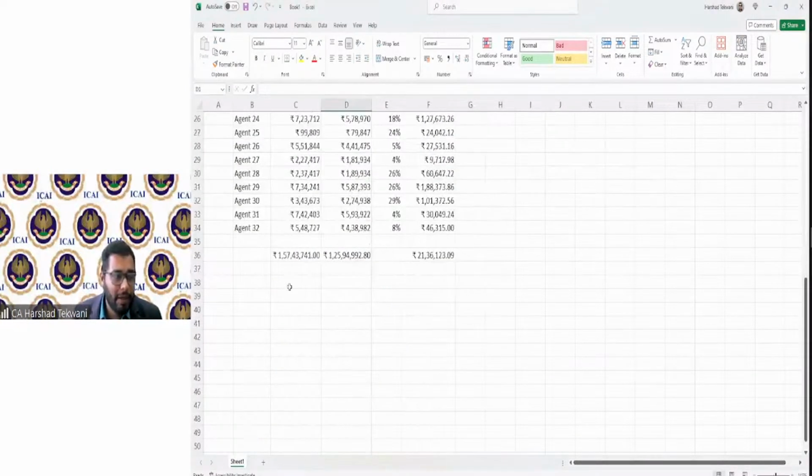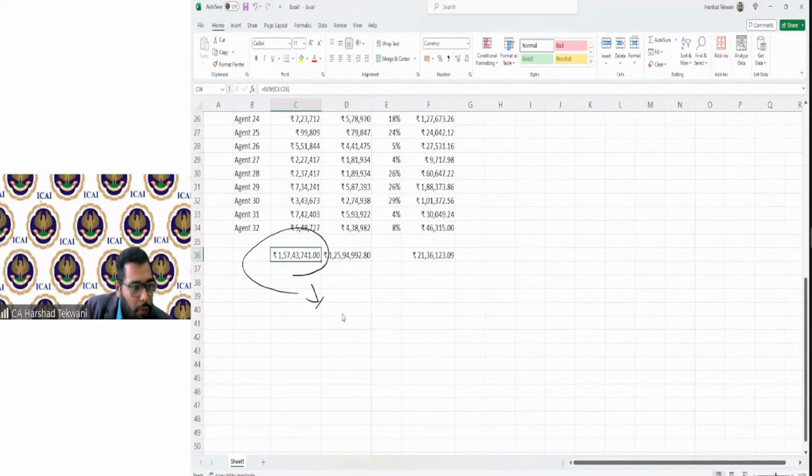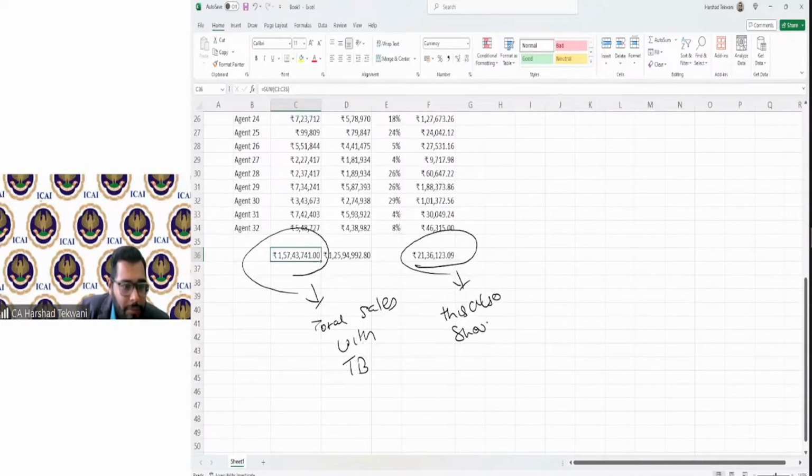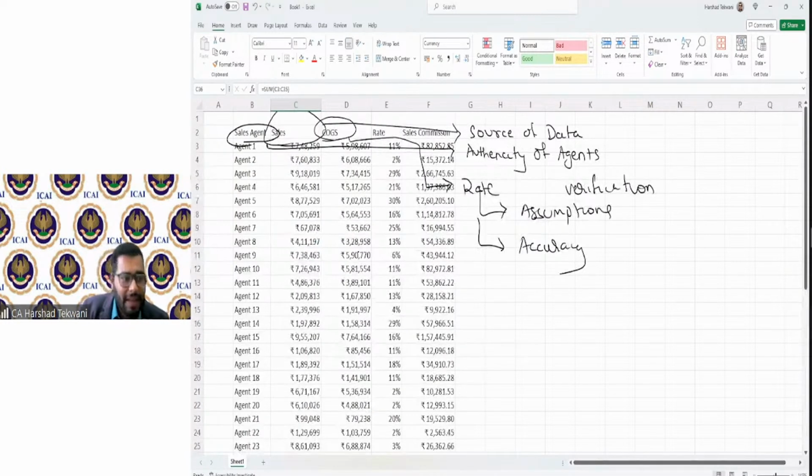Now, when I talk about accuracy, I will verify this total sales with the general ledger or trial balance. This should match. This sale should match to my trial balance. And if this is a commission booked, then this also should tie to the trial balance. I'll verify the rates, basically the rates which are appearing over here. What is the background behind the rates, from where they are coming?